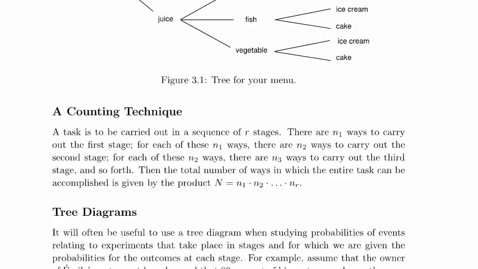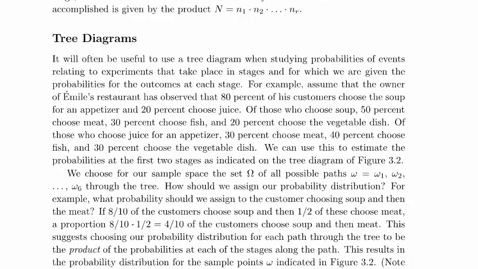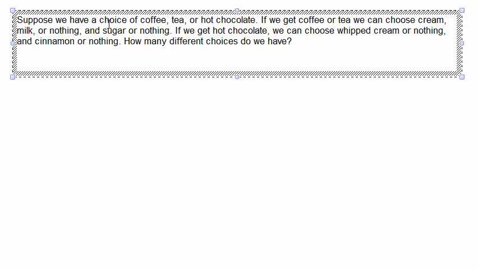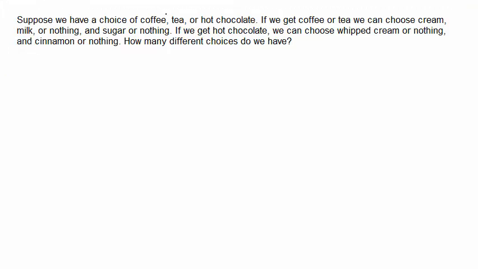Now we can use this in combination with other techniques, so we can assign probabilities to events, or we can use it to count things where we have different choices depending on what initial choice we make. So for instance, let's say we have a choice of coffee, tea, or hot chocolate. Then if we get coffee or tea, we can choose to either have cream, milk, or to have nothing in it. And we can also choose to have sugar or nothing for each of those choices of cream, milk, or nothing. And if we got hot chocolate, we can choose to either put whipped cream on it or not, and we can also choose to put cinnamon on it or not.